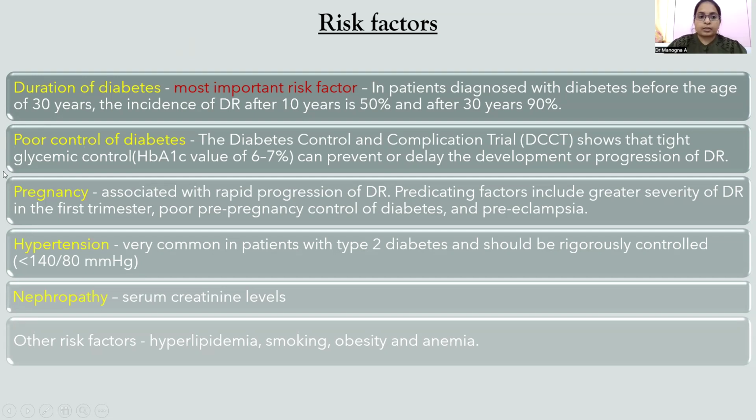Other risk factors are poor diabetic control, pregnancy, hypertension, nephropathy, and other modifiable risk factors like smoking, obesity, and hyperlipidemia. These are also risk factors for both the development as well as the progression of diabetic retinopathy.